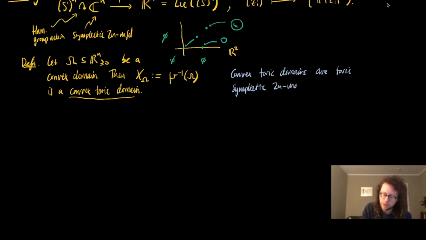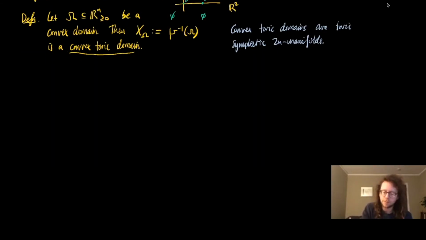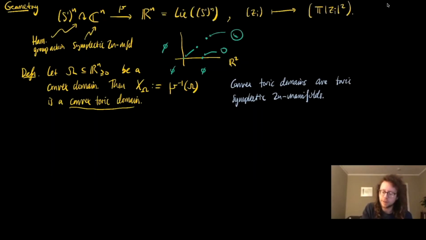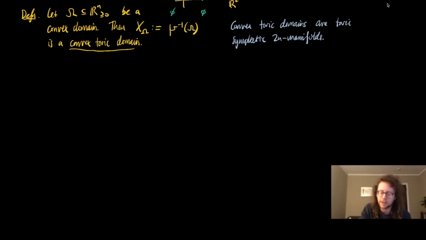I guess 2n manifolds. Okay, so let's just see some examples. Actually, let's just scroll back to this construction of this moment map, where really taking the pre-image of some convex region is just sort of prescribing some constraints on the absolute values, on the modulus, of the coordinates, basically.